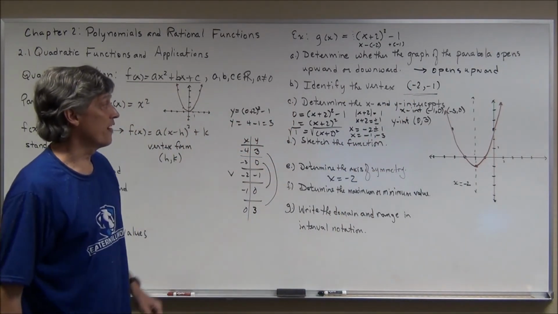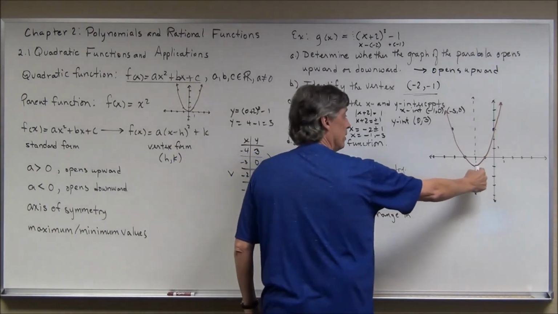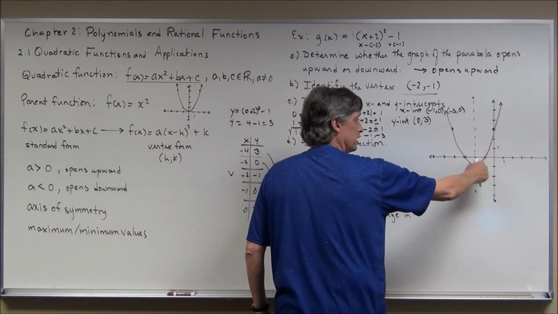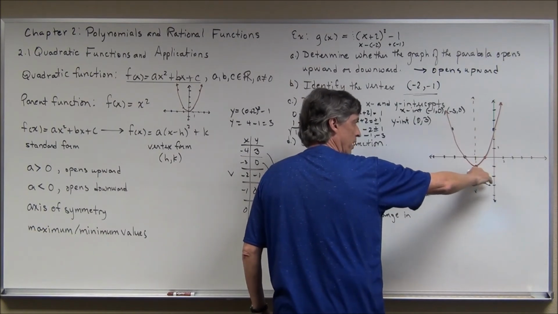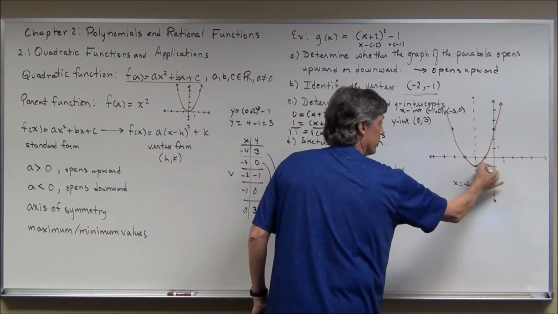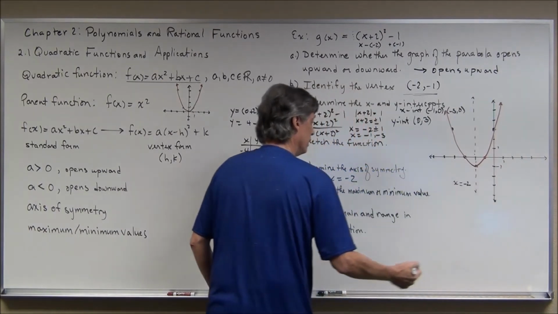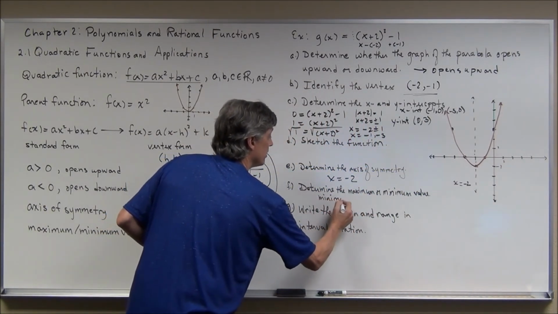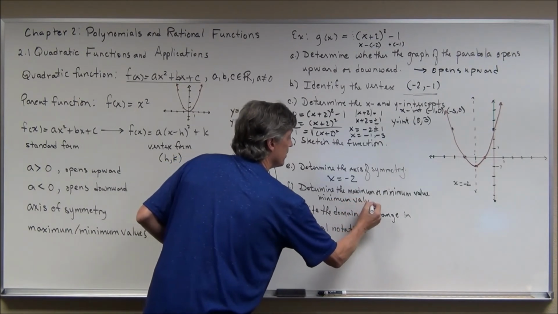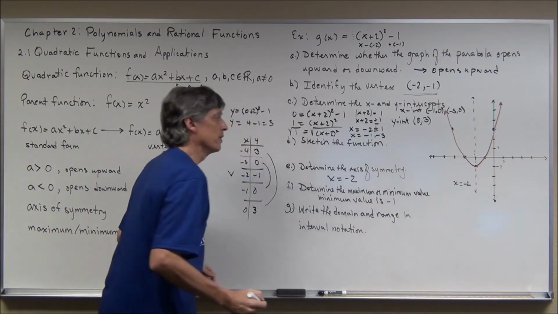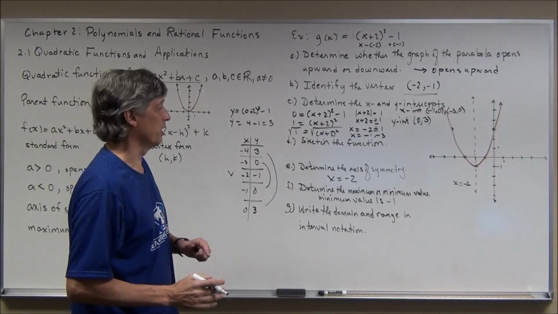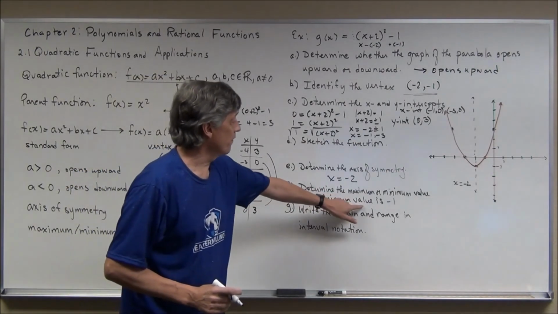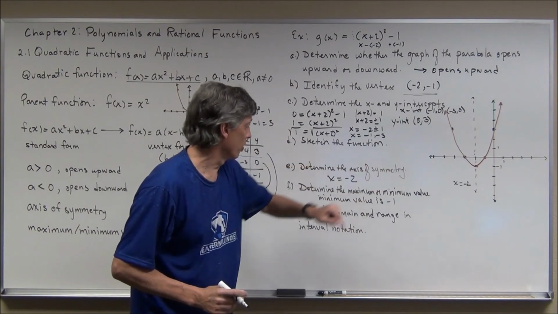Determine the max or min value. Well, this is going to be a minimum because my parabola opens upward and my vertex is at the bottom, so that has the smallest y value, and that y value here is negative 1. So my minimum value is negative 1. Don't tell me that the minimum value is negative 2. That's where it occurs, at x equal negative 2. The value is the y value of the ordered pair.